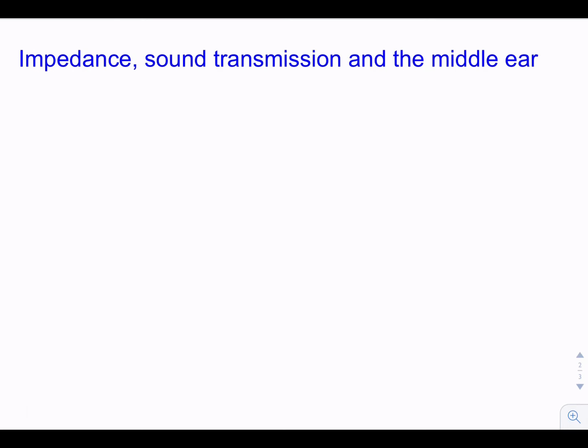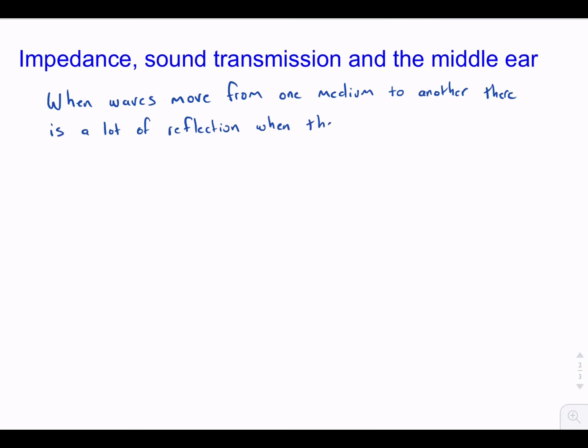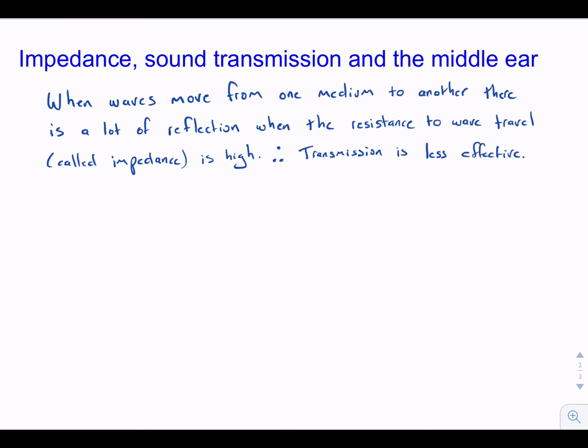Impedance, sound transmission, and the middle ear. So when waves move from one medium to another, there is a lot of reflection when the resistance to the wave travel, and this is called the impedance, is high. If the impedance is high, therefore, transmission is less effective.